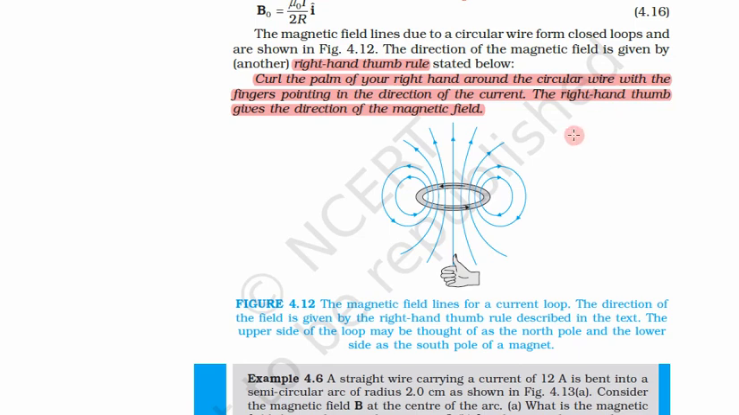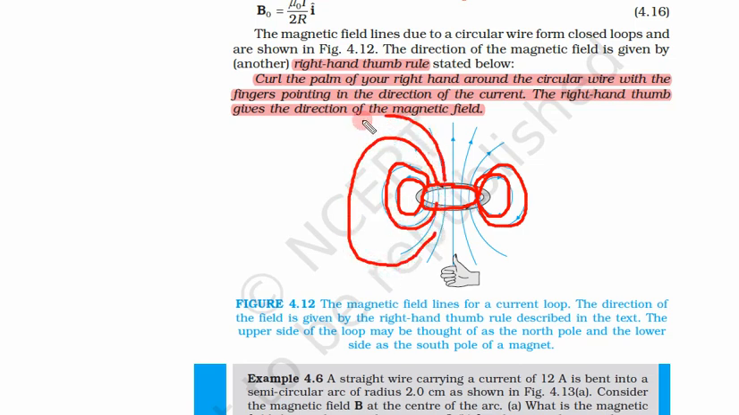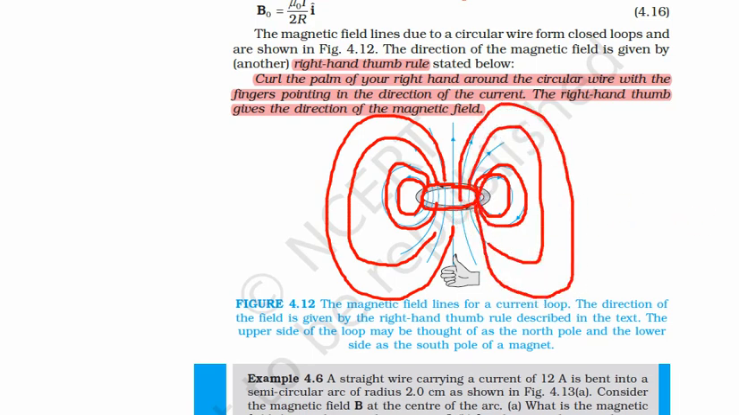Now in this figure, the direction of the magnetic field is shown: the magnetic field lines due to a circular wire. Here a circular wire is shown, and we have to show the direction of the magnetic field lines. The magnetic field lines due to a circular wire form closed loops. Here we are seeing these are forming closed loops, here and here also. Here they have not shown, but these are also forming closed loops. So every magnetic field line is forming a closed loop.